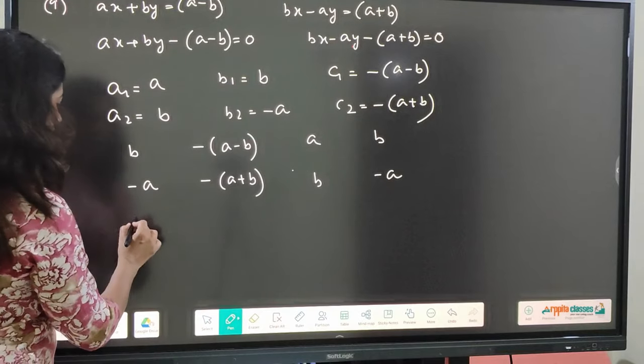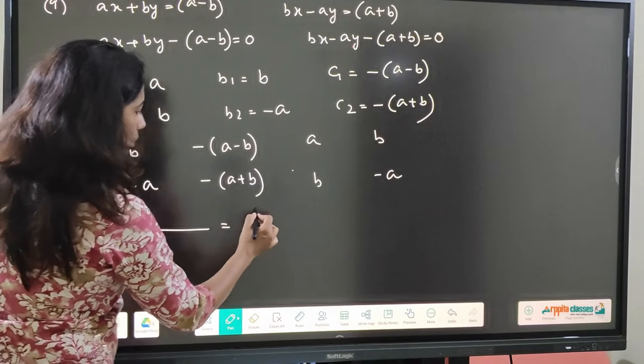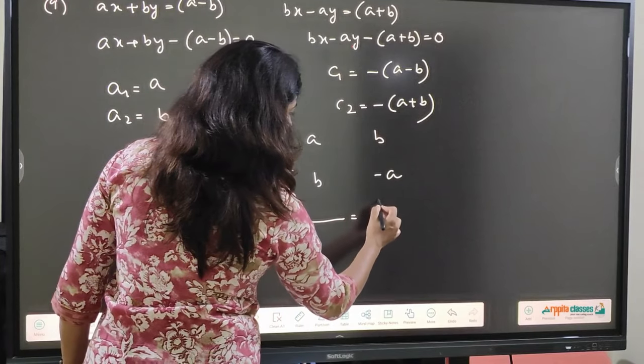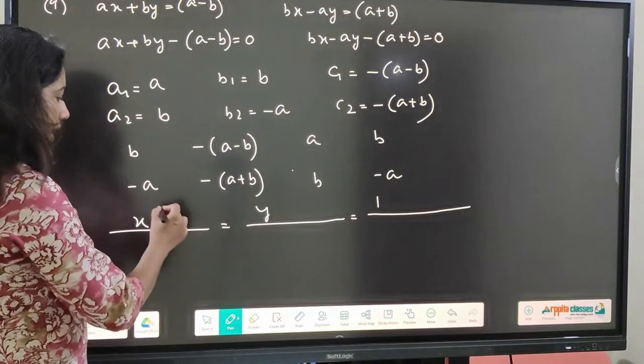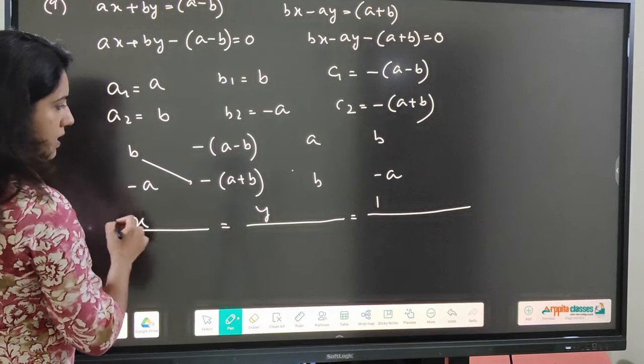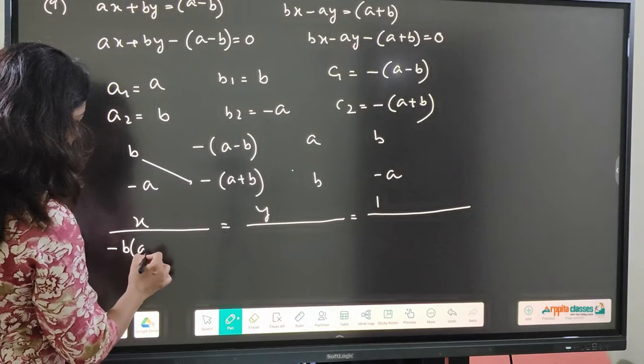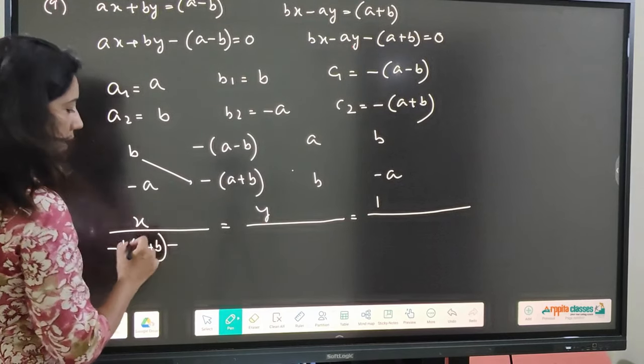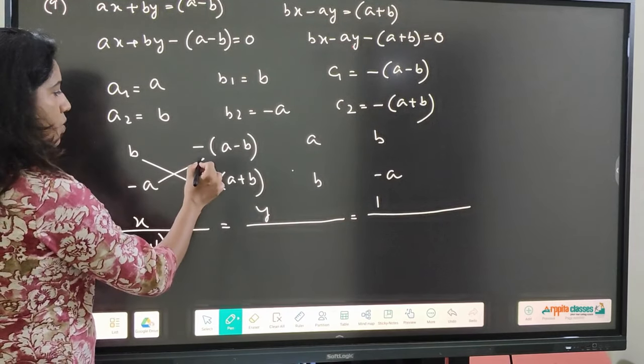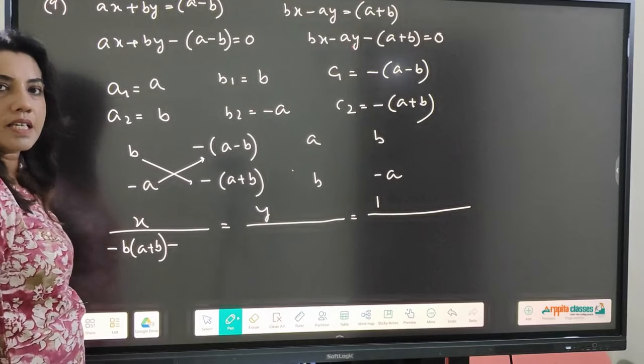Okay, now x upon, the method remains the same, you just have to do it a little carefully, that's all. X upon b into this, so there is a minus sign. So I write minus b into a plus b. In between there is a minus sign, and these two are multiplied. Here minus into minus is plus.